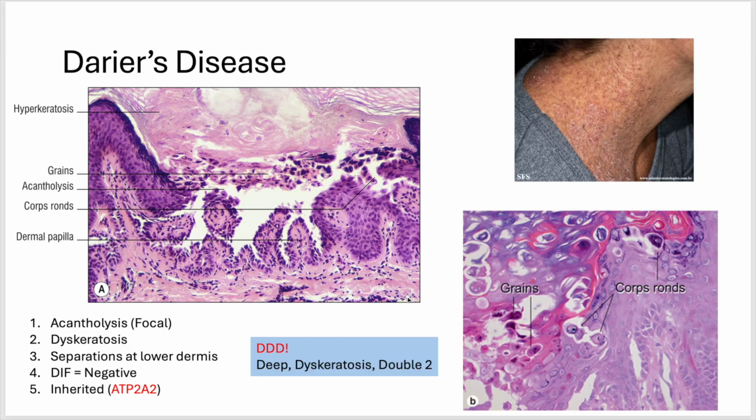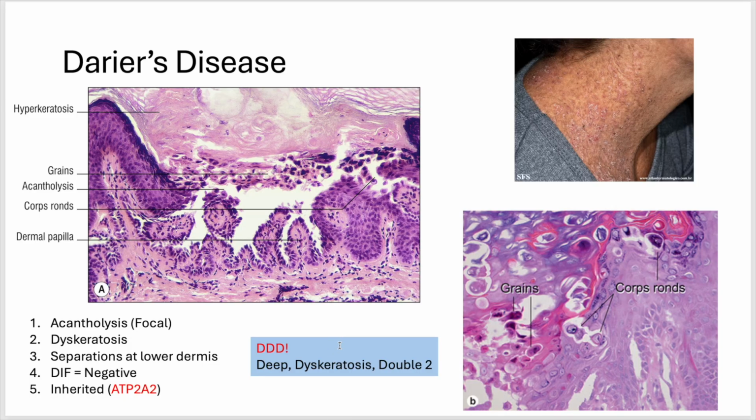And histologically, we will see a focal acantholysis, usually in the lower epidermis, along with prominent dyskeratosis. You can see the dyskeratosis, and we give them some fancy names, including corps ronds and grains. Corps ronds are the dyskeratotic round keratinocytes found in the spinous layer, and the grains are smaller, flattened dyskeratotic cells found in the stratum corneum.